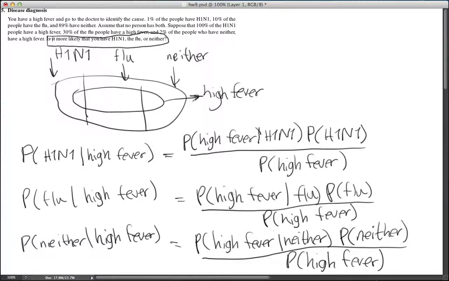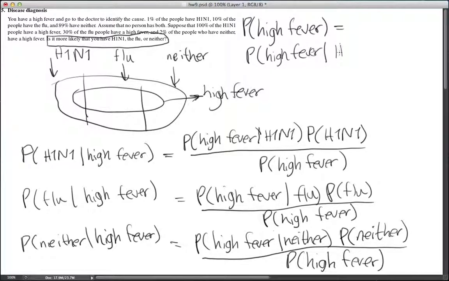But computing the denominator is not a problem. You can always compute the denominator by simply decomposing it. So the probability of having a high fever can be simply decomposed into the sum of the probability of having a high fever given that you have H1N1, times the probability of having H1N1, plus the other two similar terms. As you can see, the denominator is just the sum of the numerators in all these three quotients.